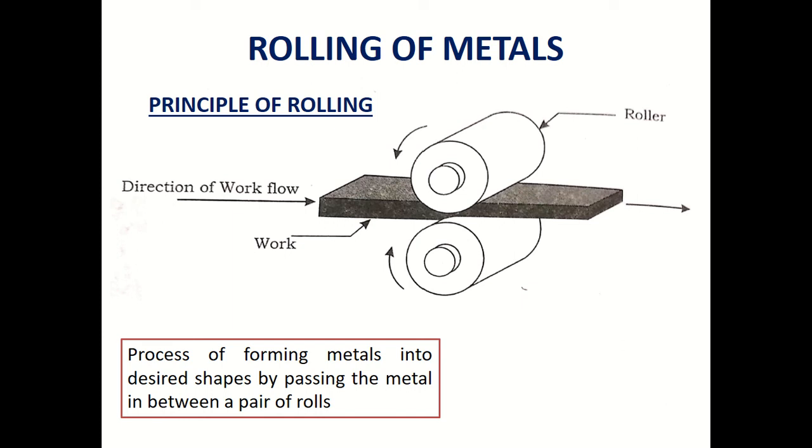When you pass the work material between the two rollers, they pull and simultaneously squeeze the work material placed between them. Because of the high production rate and the possibility of close dimensional tolerances, this is one of the widely used metal forming processes. So I can say it's a process of forming metals into the desired shape by passing the metal between a pair of rollers.